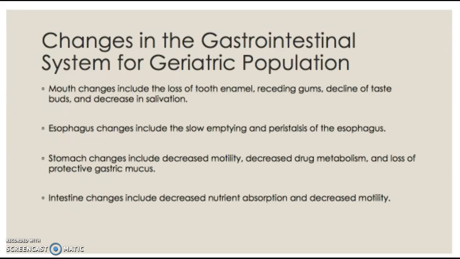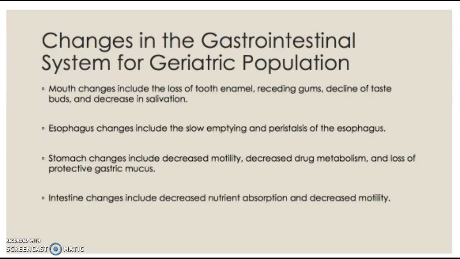So when you're younger, you can swallow faster, and whenever you're older, that swallowing mechanism slows down. Some changes in the stomach are decreased motility, which allows the food to sit in your stomach longer, decreased drug metabolism, which can cause changes in the medications that you take, which could ultimately lead to constipation, and also the loss of protective gastric mucus.